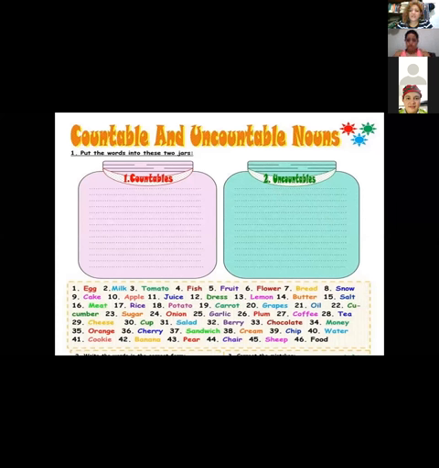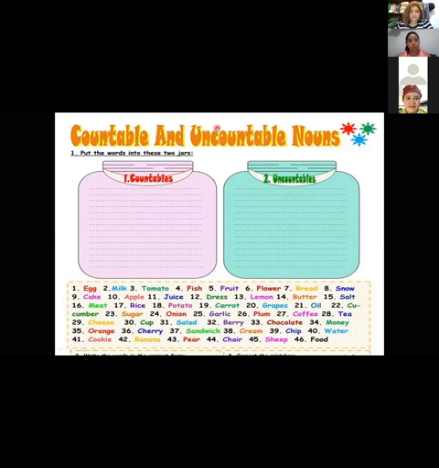Do you remember yesterday I was telling you a little bit about countable and uncountable nouns? The difference is that countable nouns can be counted: 1, 2, 3, 4, 5, 6, and they have a plural form. Uncountable nouns cannot be counted, cannot be made plural, and you cannot say 1, 2, 3, and 4. That is the difference.